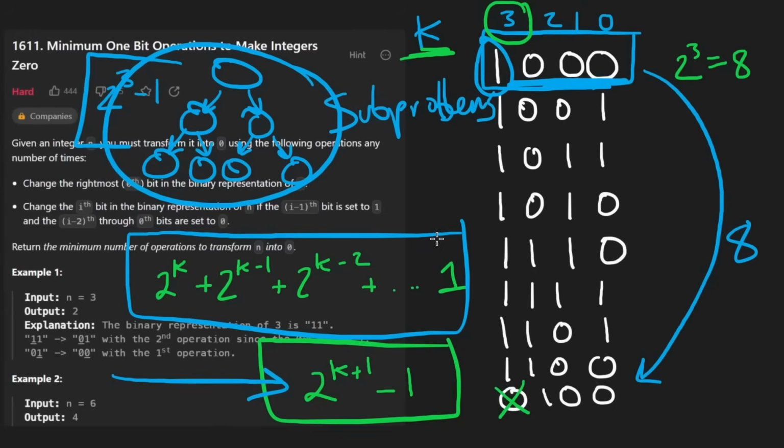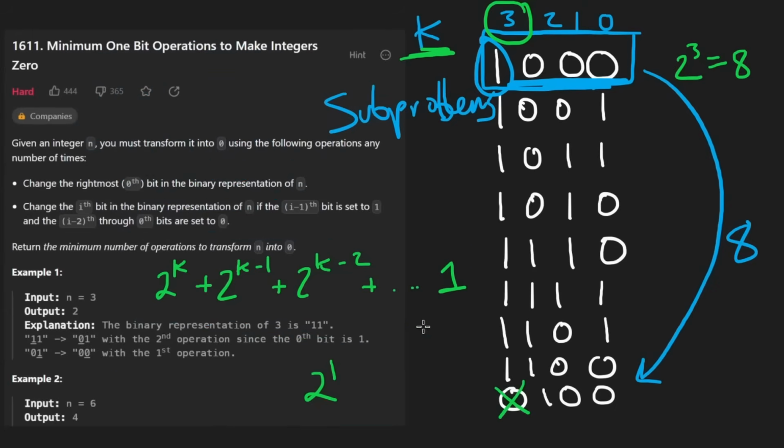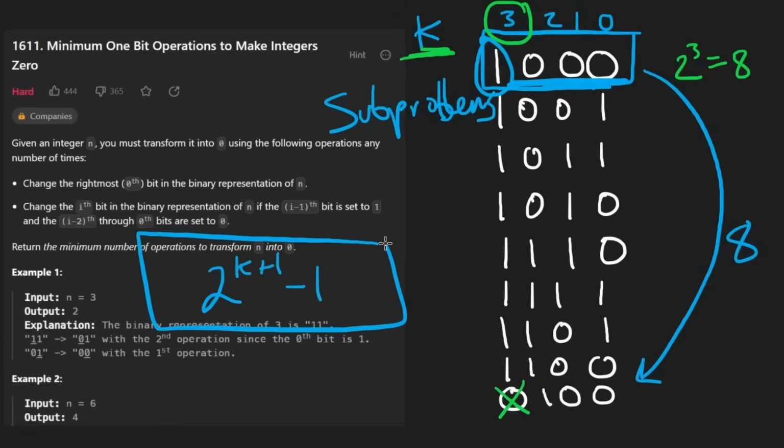Okay, so now we have the math formula of solving only the simplified problem. It's 2 to the k plus 1 minus 1. So anytime we're given a power of 2, this is the formula. This is how many steps it takes. But we might not be given a power of 2. We might be given something that looks like this. What if this was our starting point?